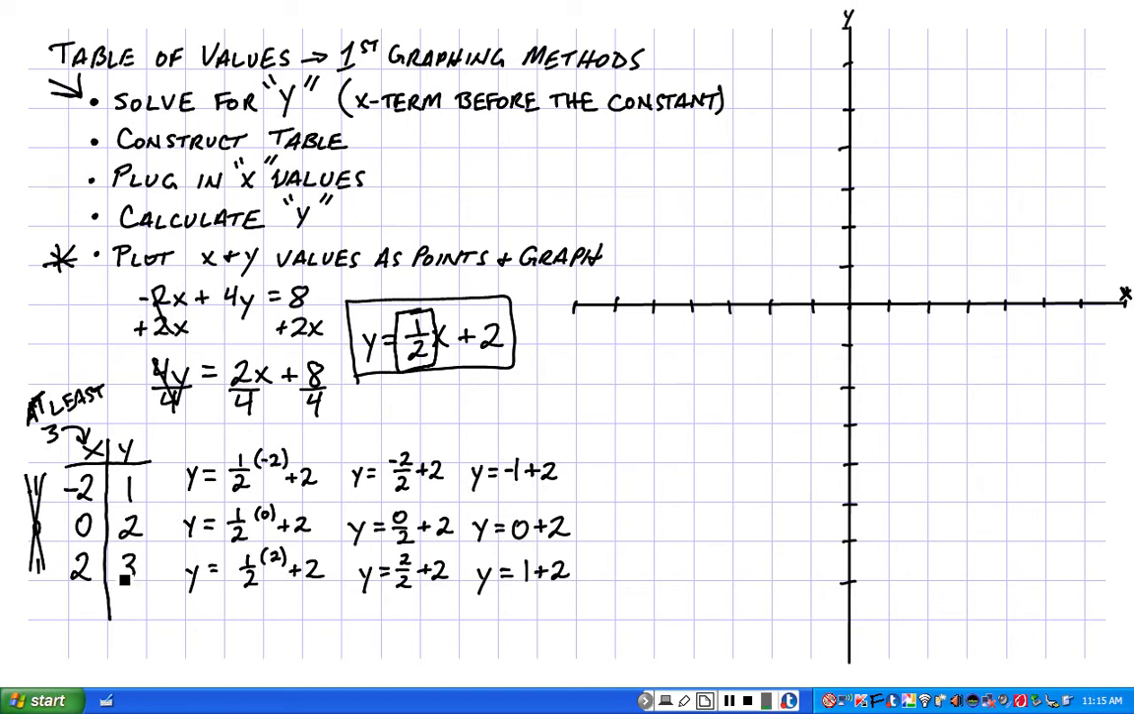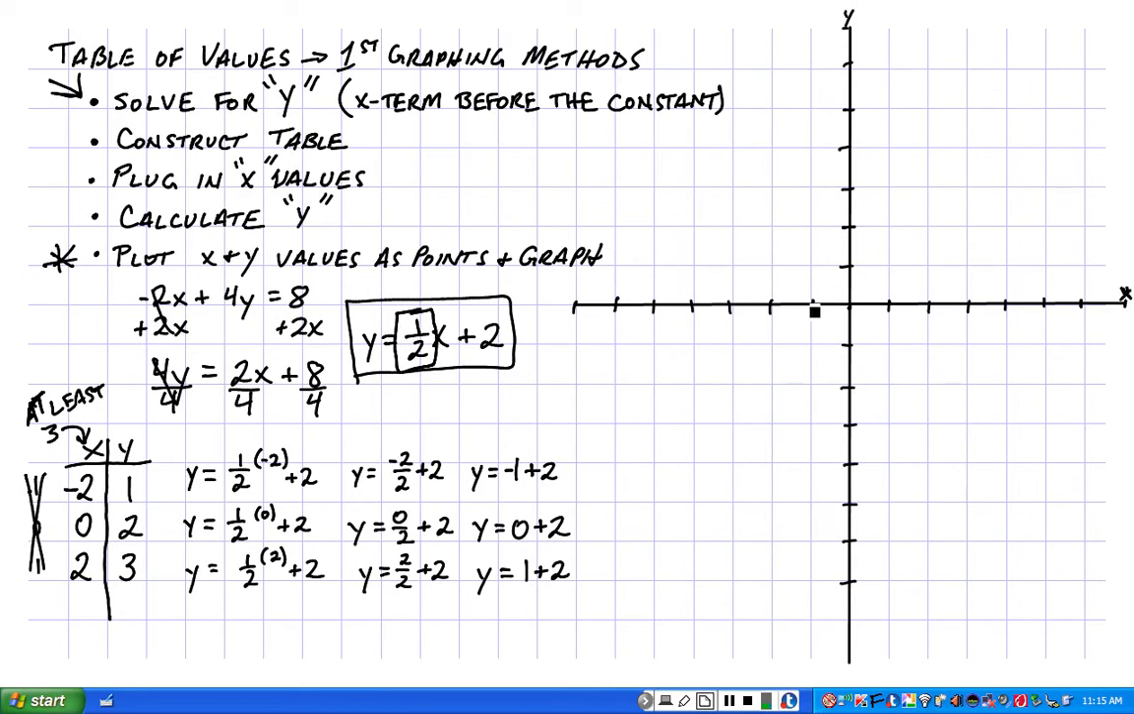There you go. So again, when you're filling in your x and multiplying by a fraction, you just multiply it by the top, and then whatever number's in the bottom of the fraction, you divide. So times the top, divided by the bottom. Alright, so we have our points.